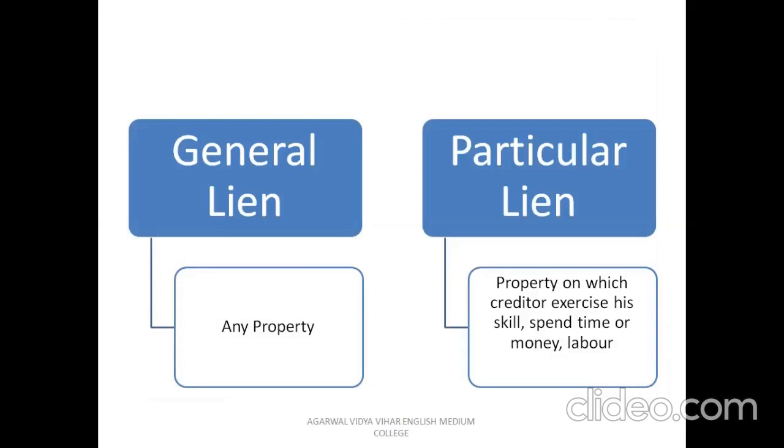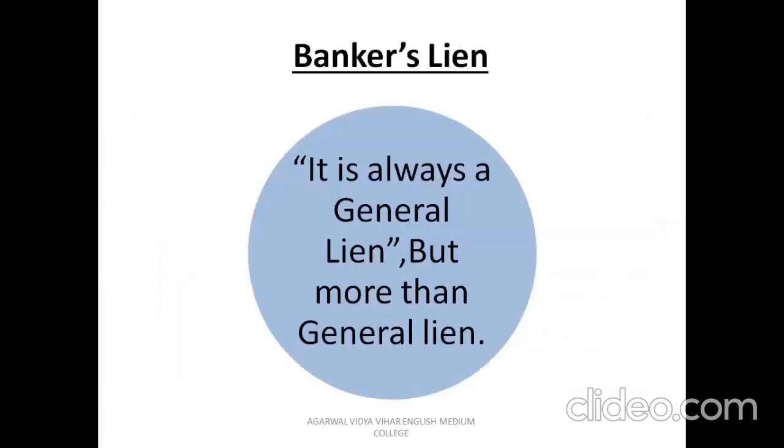Then we had a look at this chart that makes the topic very easy to understand. General lien means the creditor can take possession of any property. Particular lien means any particular property on which skill, time, money or labor is exercised. On those properties, the creditor can take possession, or the creditor can exercise the right of particular lien. Then we discussed the banker's lien. So what do you mean by banker's lien? Banker's lien is always a general lien, but some more rights are given to the banker as a creditor. That's why it is more than the general lien.